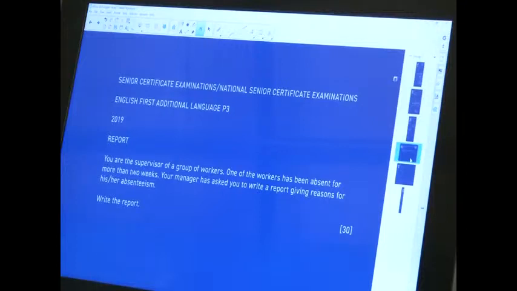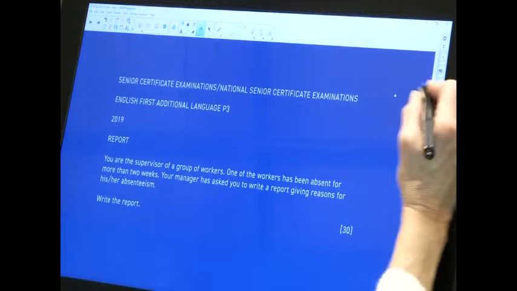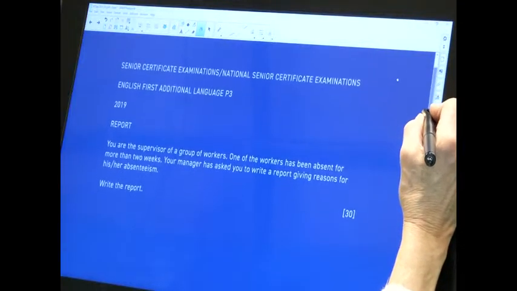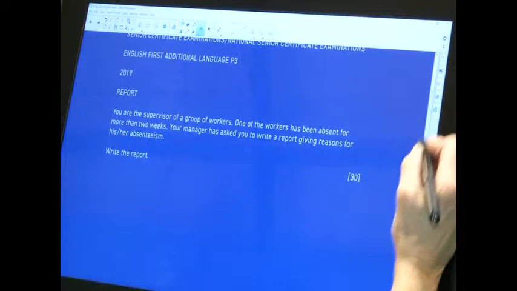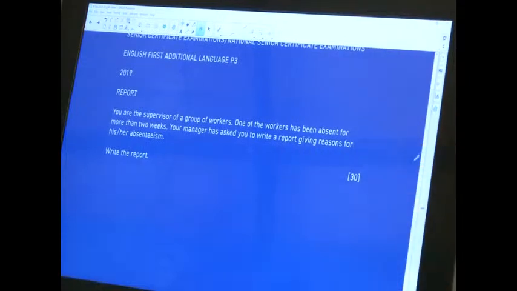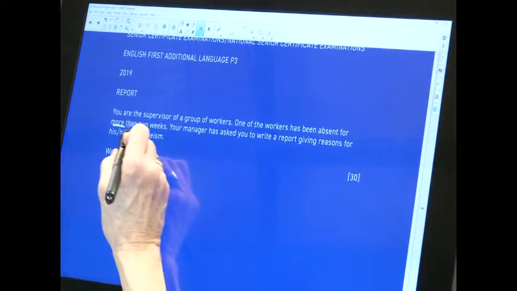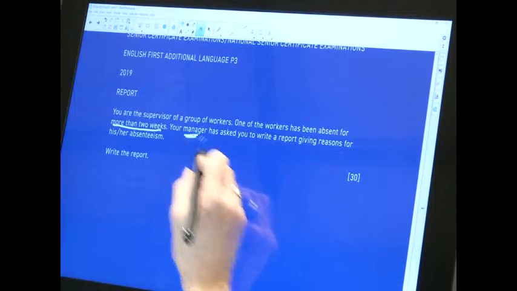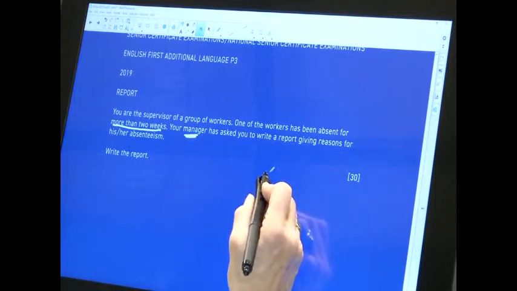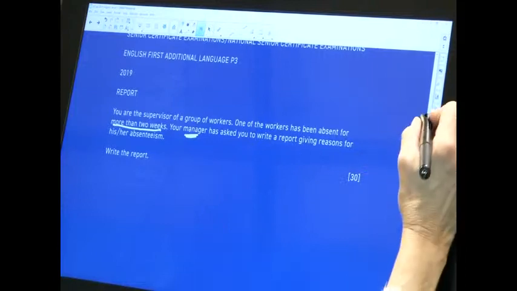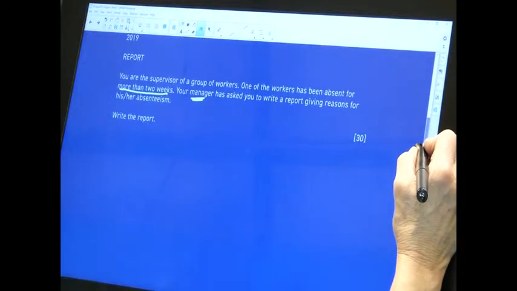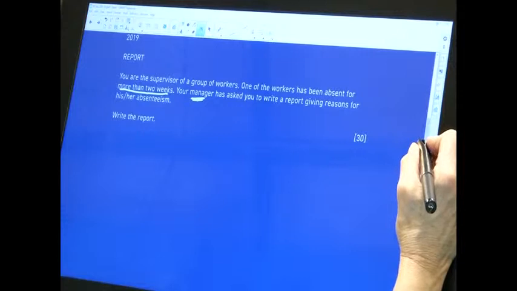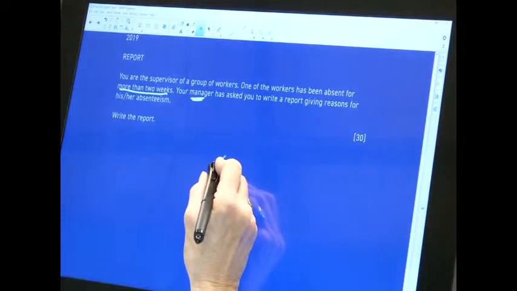Okay, so it's not a full-on investigation. So I'm a supervisor of a group of workers. Fine. One has been absent for more than 2 weeks. The manager wants to know why. Why has this person been absent? So it's a sort of an investigation. So what would we think about? What do we have to have?